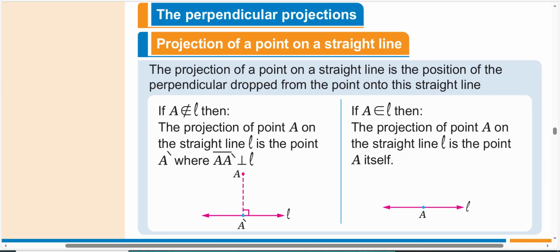First, we talk about the perpendicular projection, the projection of a point on a straight line. Look at here. The projection of point A will be A dash, if A does not belong to straight line L. The projection of point A on the straight line L is the point A dash, because A dash is perpendicular to L. And if A belongs to straight line L, the projection of point A on the straight line L is the point A itself.